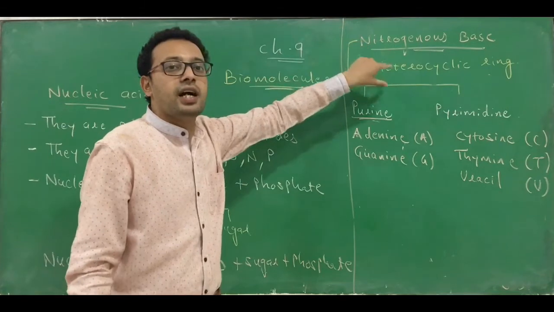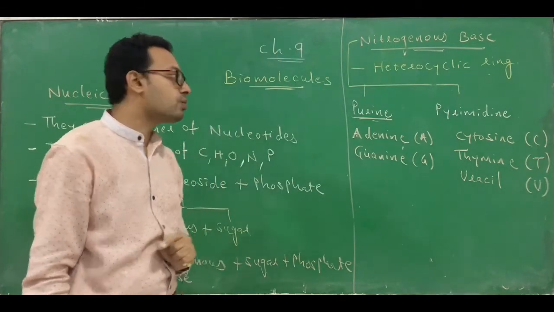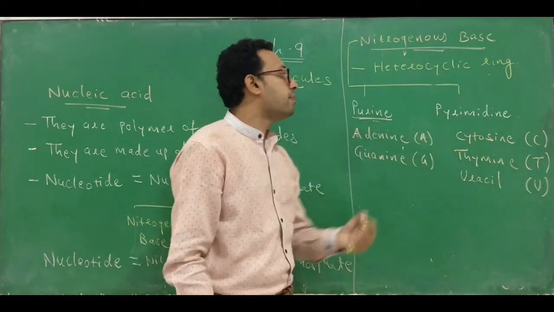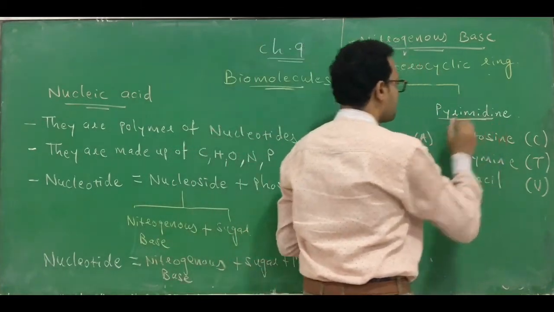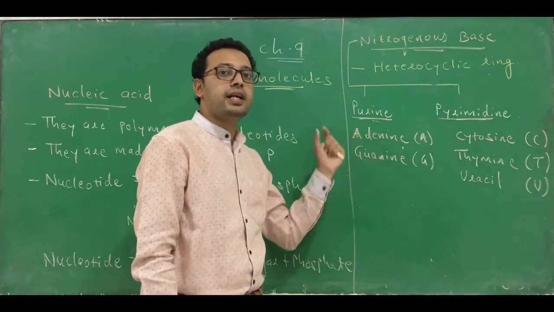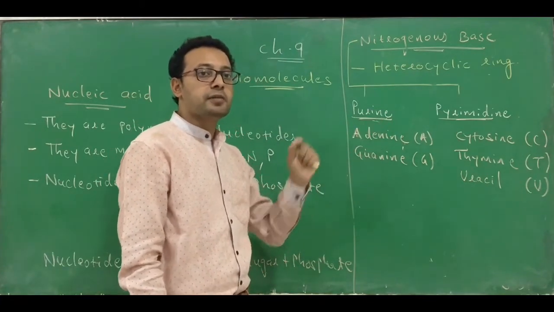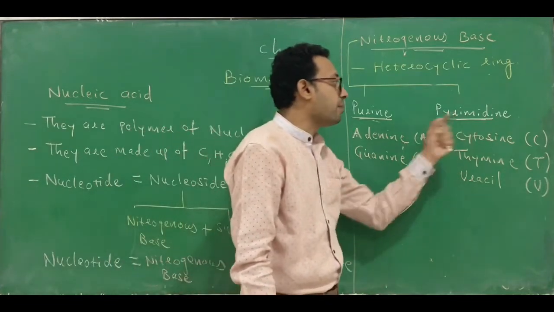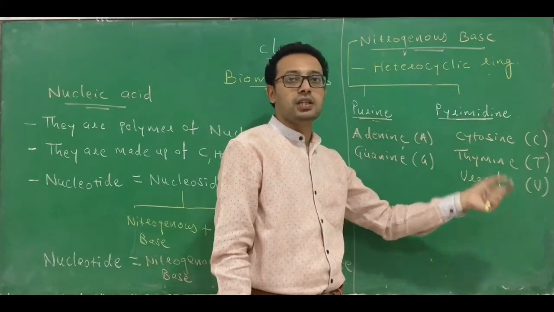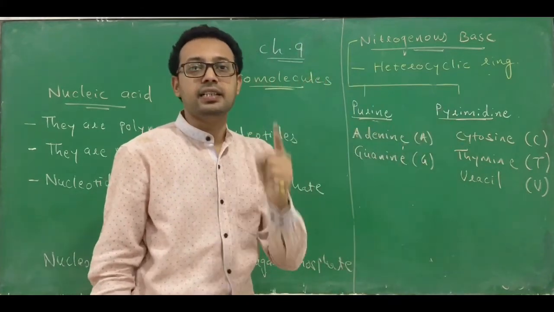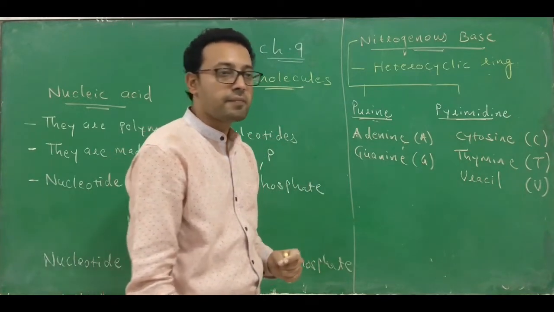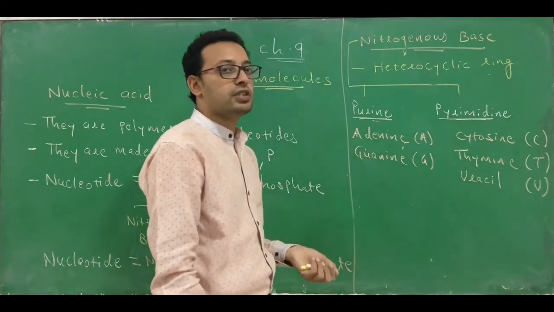Nitrogenous bases are heterocyclic ring containing compounds. There are two types of nitrogenous bases, purine and pyrimidine. Which are purine nitrogenous bases? Adenine and guanine, A and G. They are the purine nitrogenous bases. Which are pyrimidine nitrogenous bases? Cytosine, thymine and uracil, or you can say C, T and U. They are the pyrimidine nitrogenous bases. So these are the different types of nitrogenous bases.